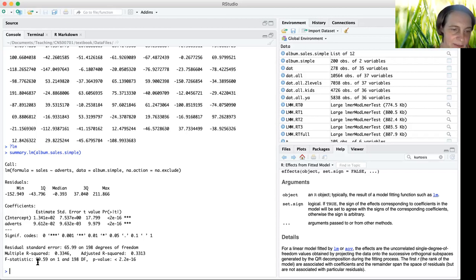So it's unlikely that they come from a true coefficient of 0. It would be a very unusual finding if the true regression coefficient were 0.